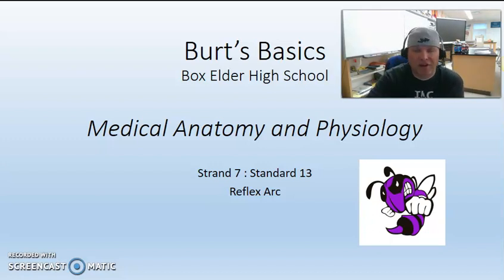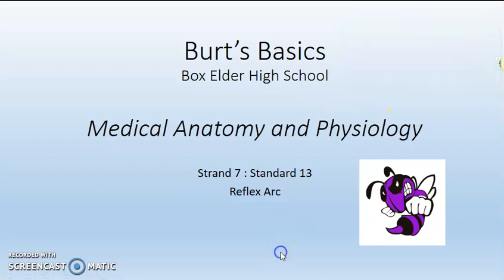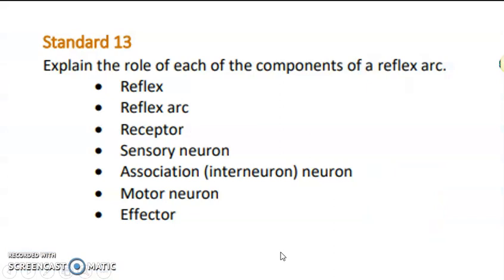Today we are doing Reflex Arc, which I think is kind of fun. So let's go ahead and start. These are the things I'm supposed to teach you today: what a reflex is, what a reflex arc is, all the parts of a reflex arc, and how they go in order. You need to go in the correct order.